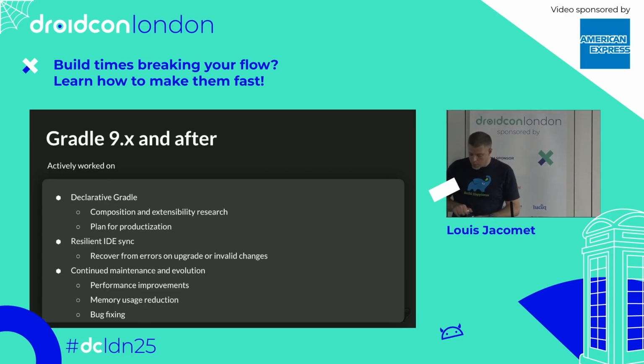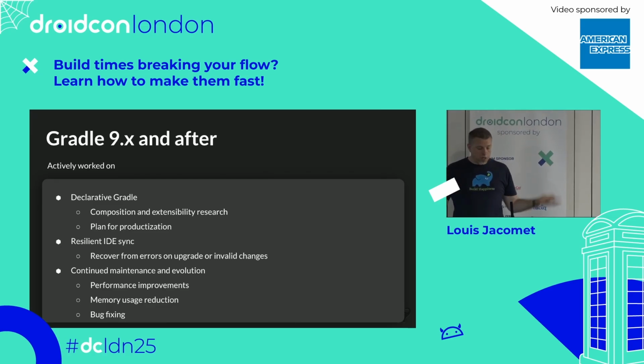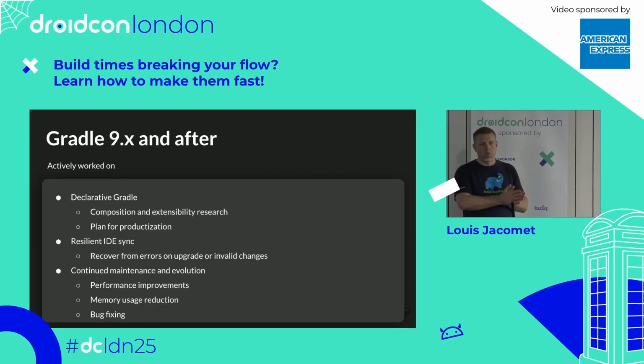After Gradle 9, well, we're still looking at declarative, right? It was mentioned yesterday during the panel by Tor as a way to potentially improve the reliability of sync. We've done the compatibility and extensibility research, and we're looking at what will be the plan for productizing that and how to make sure that we can have something that you can adopt iteratively as soon as possible versus waiting 2 more years to have a big bang change. So we're looking into that right now.